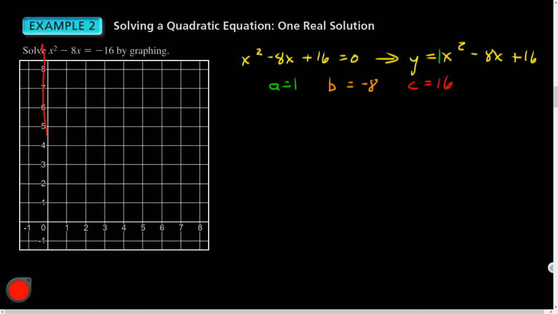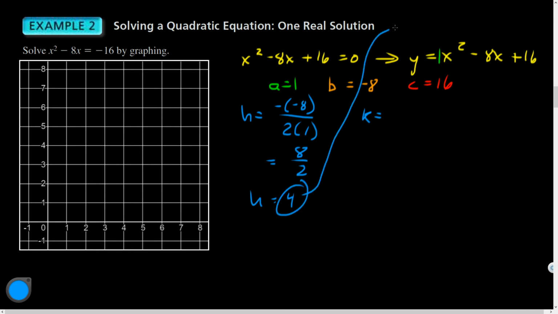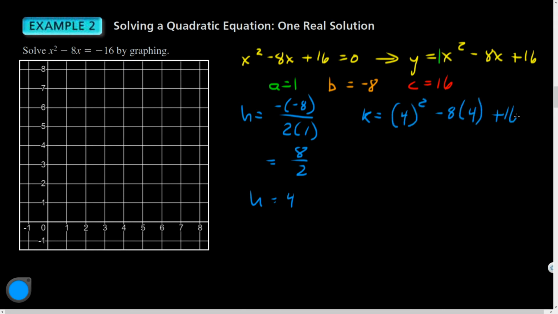Now 16 is way up here, so I don't have space for my y-intercept to show up. But I can find the vertex, -b, so the opposite of -8 over 2 times a. 2 times 1, 8 over 2 is 4. So there's h. And then to find k, plug 4 in there and there. 4 squared minus 8 times 4. This is giving us a lot of practice graphing again. I guess that's a good thing. 8 times 4 is 32 plus 16. That's all equal to 0. And so my vertex is at 4, 0.